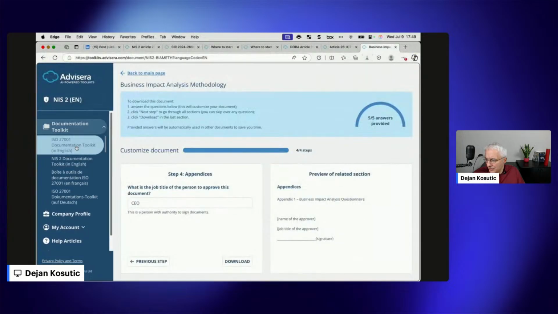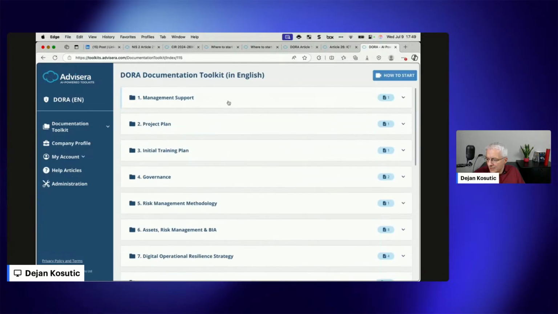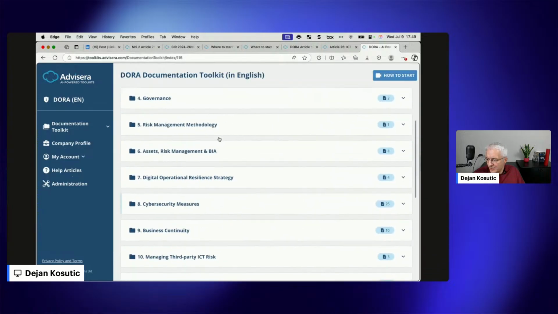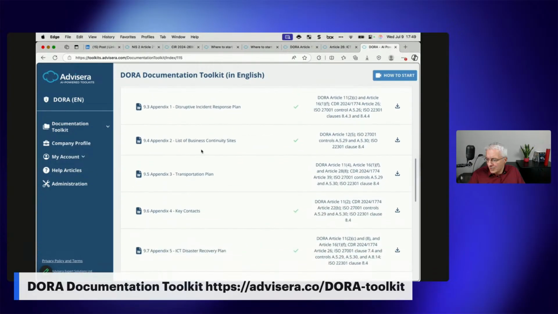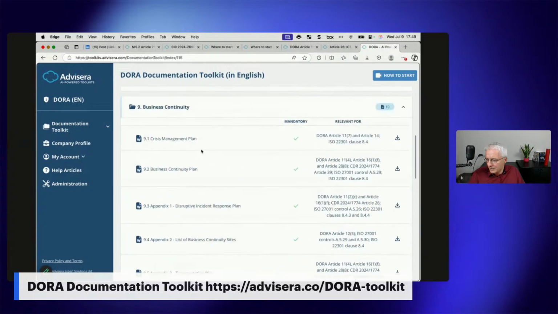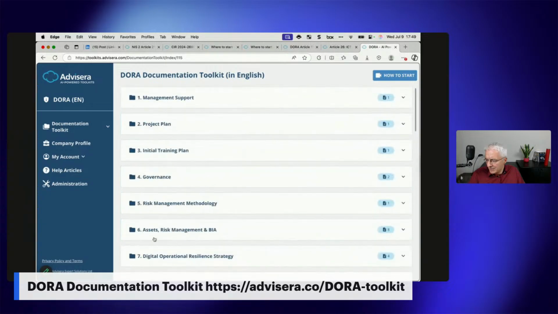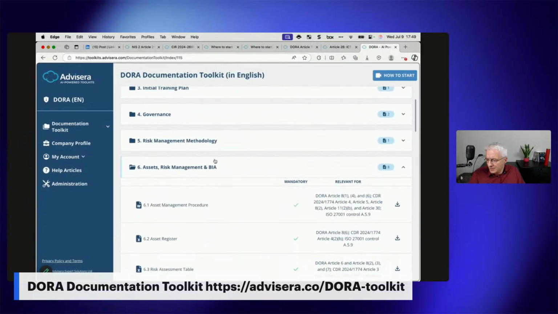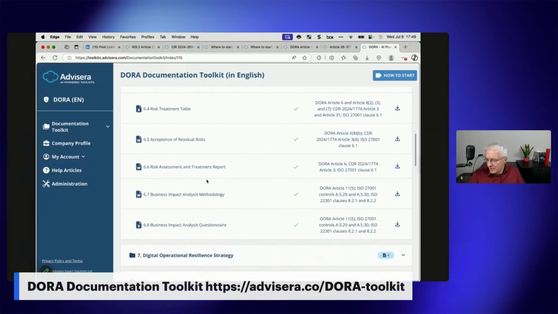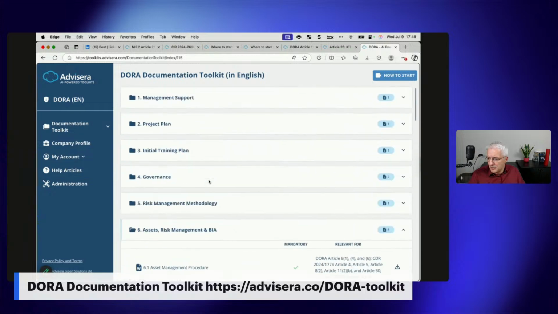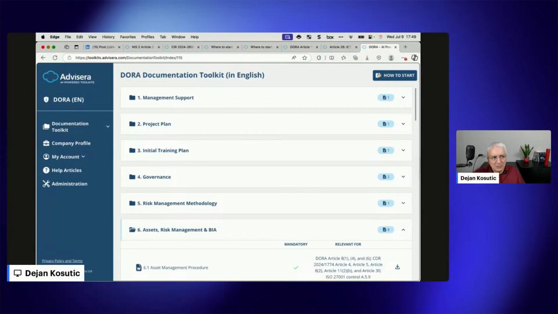So I can switch to DORA just for you to see how this looks like. Again, there are a set of folders. Each folder has several documents. When I go for business continuity, you can actually see several documents here. Actually, for DORA, we made this business impact analysis part of this folder 6. And here you have business impact analysis methodology and questionnaire.